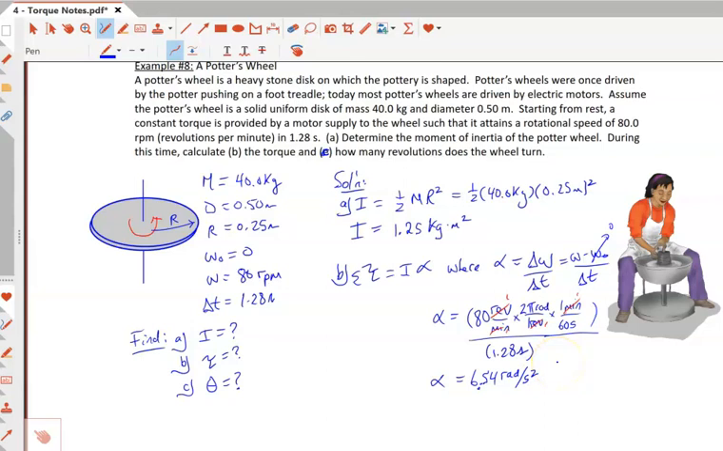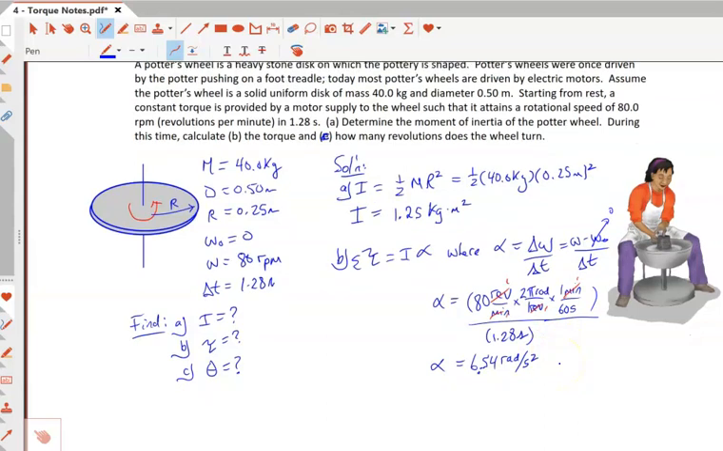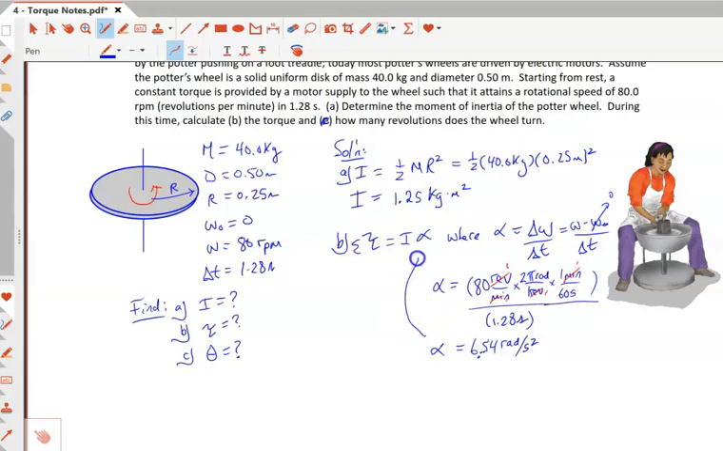Now all we need to do is plug that into this equation right up there. So the torque on the system is going to be I times alpha. I is 1.25 kilograms times meter squared, and alpha is 6.54 radians per second squared. Plugging all that into your calculator, you get a net torque of 8.18 Newton meters.